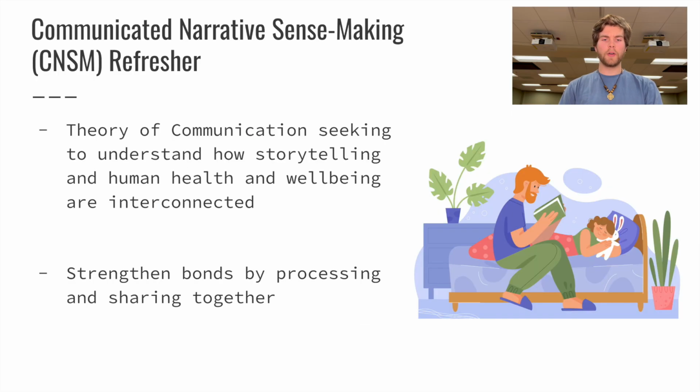Again, as a quick reminder, CNSM looks at the ties between storytelling and human health and well-being. Stories can serve multiple goals, like we talked about last time, and one of those goals is often communicating with your family and friends about meaningful experiences that you are still processing or desiring to share. Using this idea of meaning and relationships as a cornerstone for this video, let's examine what affection exchange theory posits, as well as how that connects to communicated narrative sense-making.